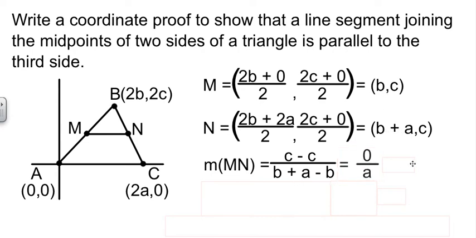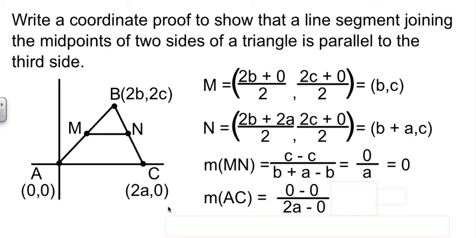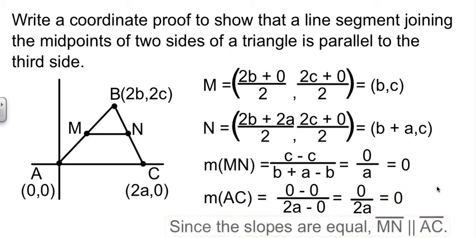over b plus a minus b. Well, c minus c is 0. b plus a minus b is a. So we get a slope of 0. Slope of line AC, 0 minus 0 over 2a minus 0. 0 minus 0 is 0, 2a minus 0 is 2a, and so we get 0 again. Since the slopes are the same, then we know we have parallel lines. Okay?